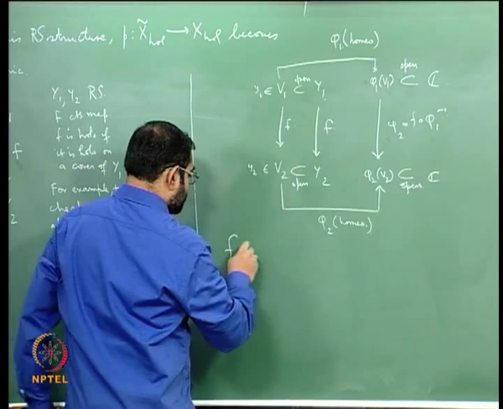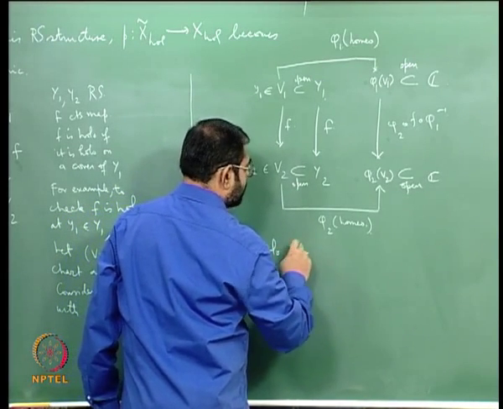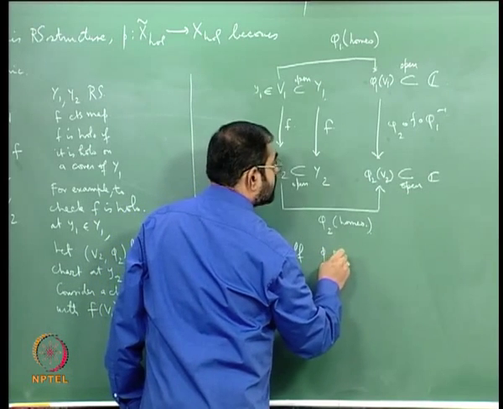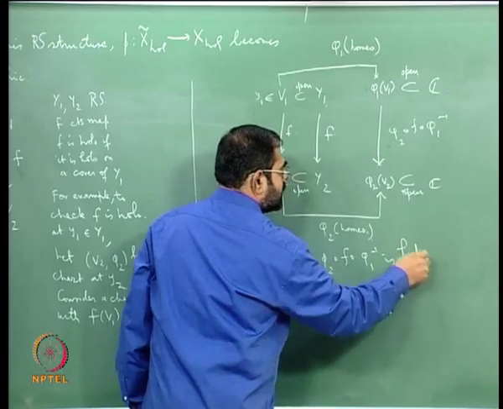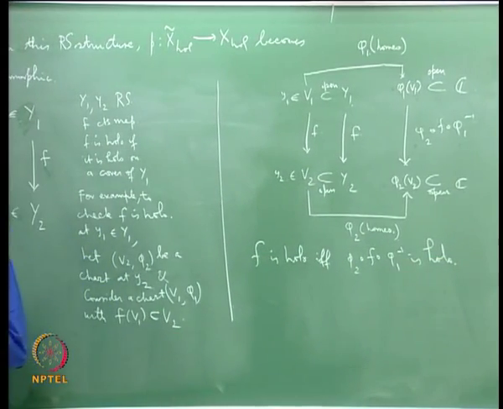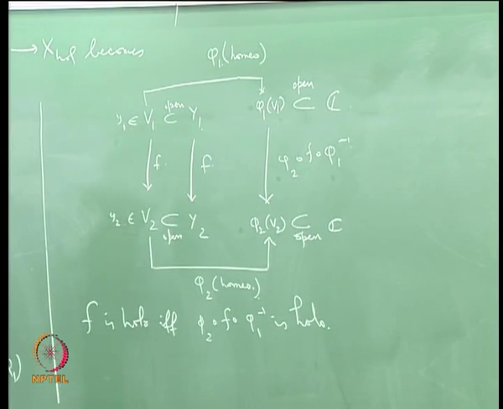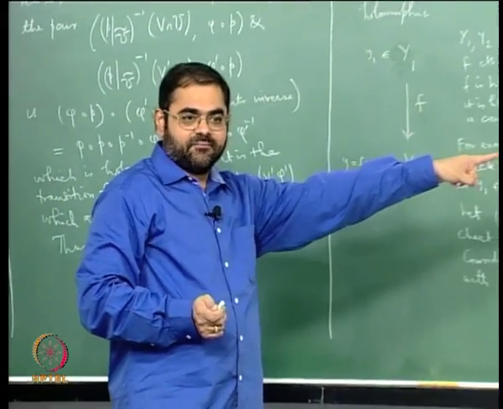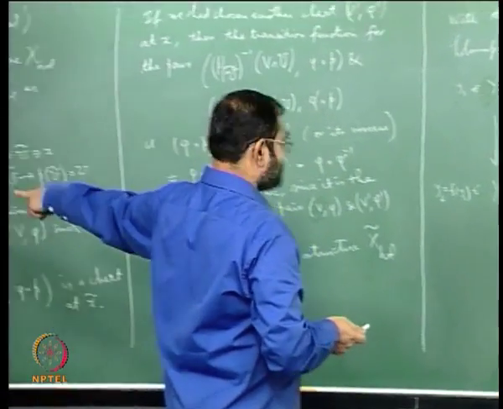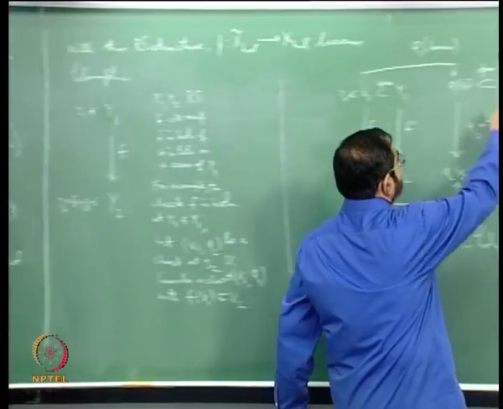So let me write that f is holomorphic if and only if phi2 circle f circle phi1 inverse is holomorphic, okay. This is the definition of a map being holomorphic, okay. You check the holomorphicity in terms of local coordinates, local charts, alright. Now play this game with this situation and you will see it is very trivial, okay. Let us play this game with that.